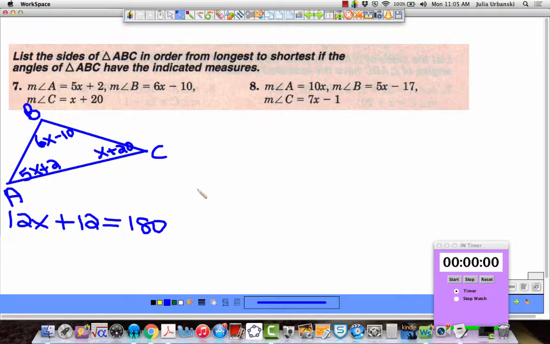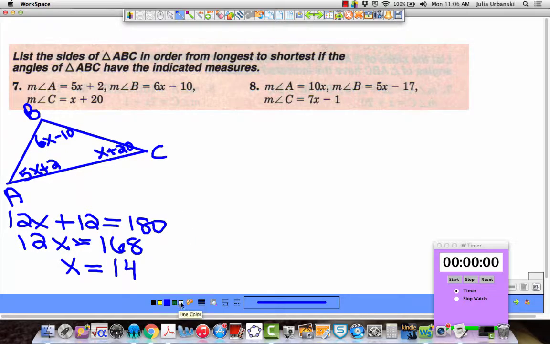Questions? Are you working this out with us? Yes, ma'am. Minus 12 on both sides. 168. And divide both sides by 12. 14. Love to say that we're done, but we're not. You gotta plug it in. Now we plug it in.